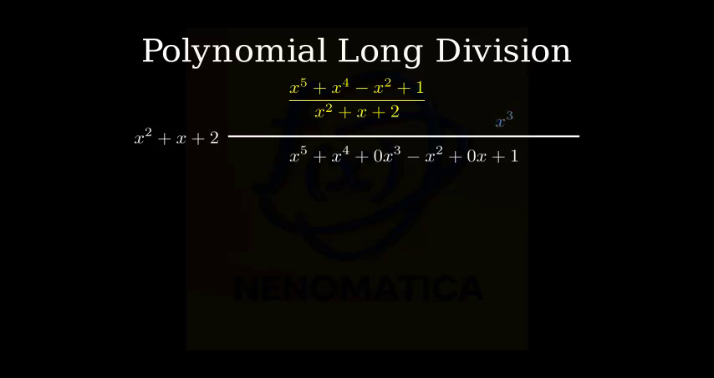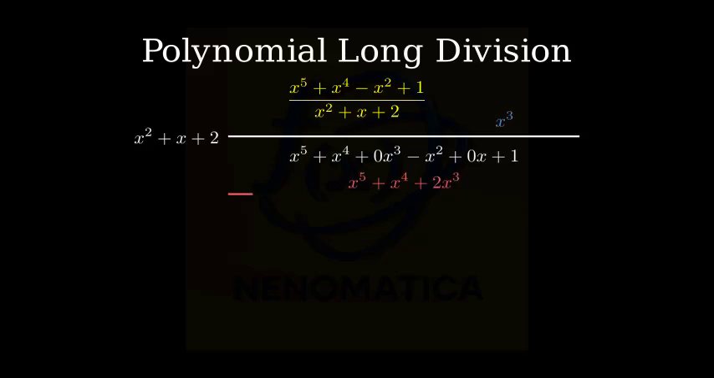The first step in polynomial long division is to divide the highest degree term of the dividend by the highest degree term of the divisor. In our case, we divide x to the fifth by x squared, which gives us x cubed. This will be the first term in our quotient. We write this above the division line, aligned with the appropriate term in the dividend.